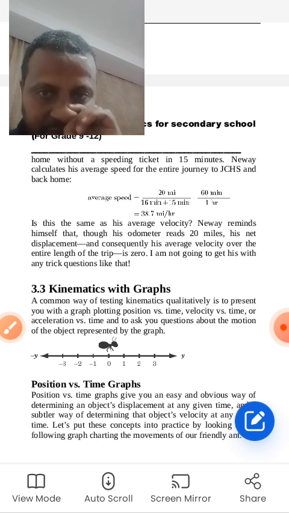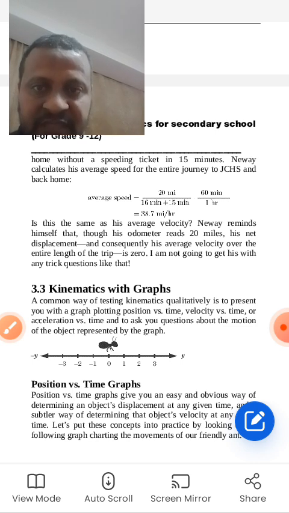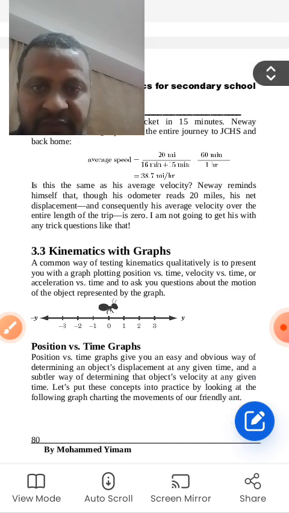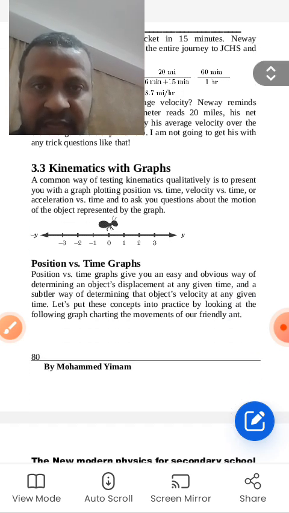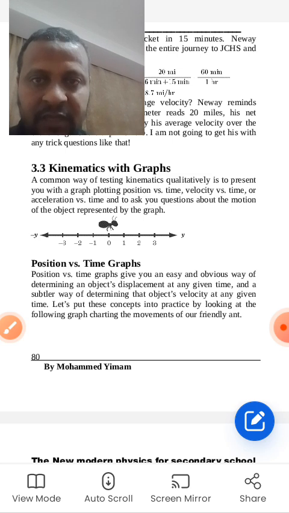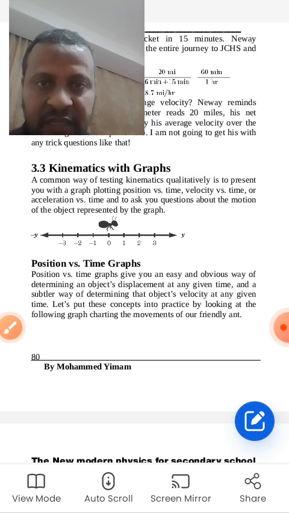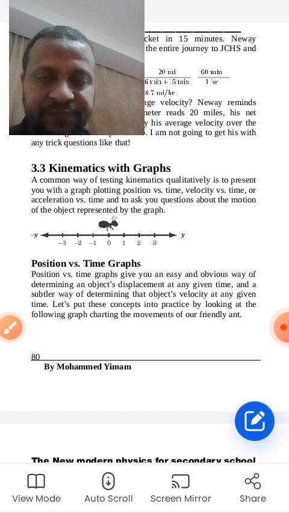Position versus time graph. Position versus time graph gives you an easy and obvious way of determining an object's displacement at any given time, and the subtler way of determining that object's velocity at any given time. Let's put these concepts into practice by looking at the following graph showing the movement of our friendly ant.